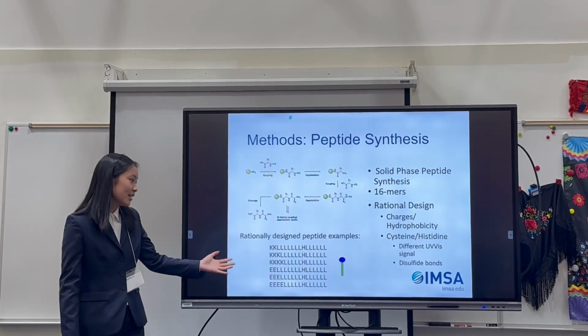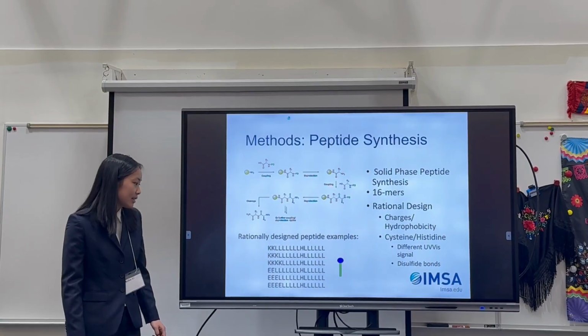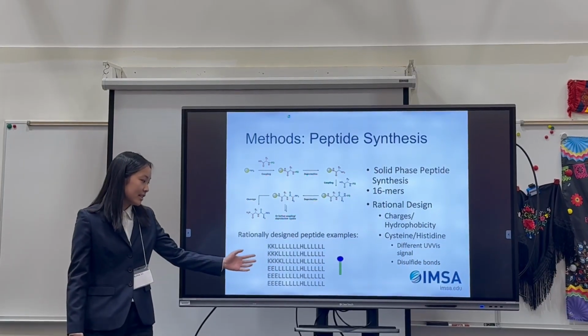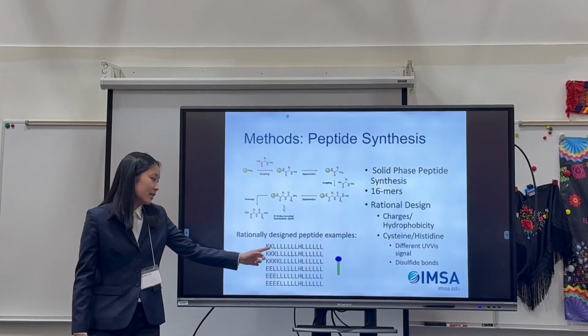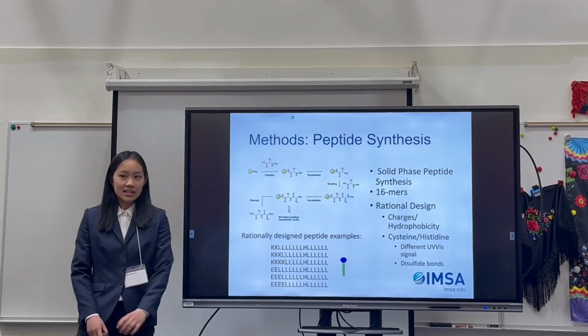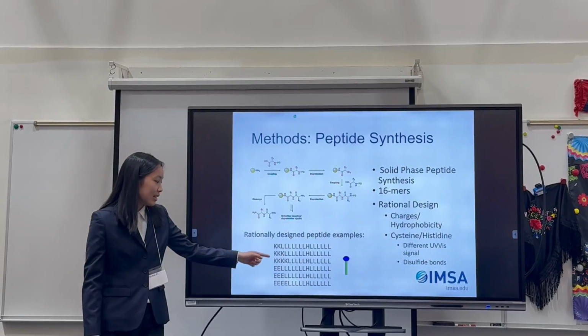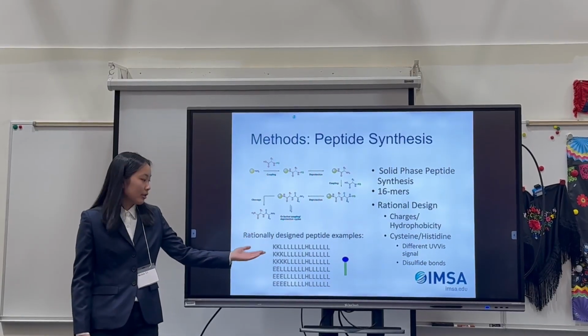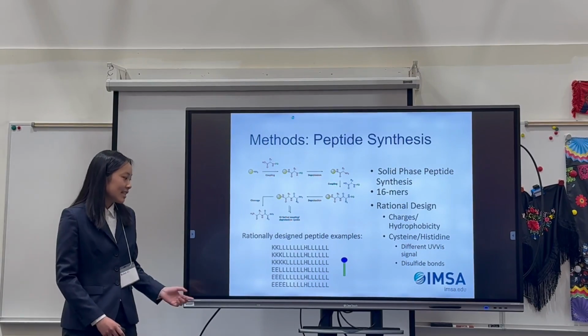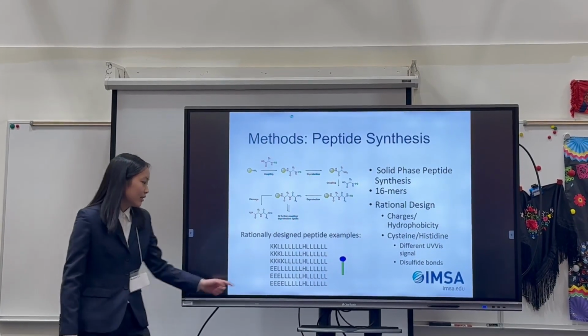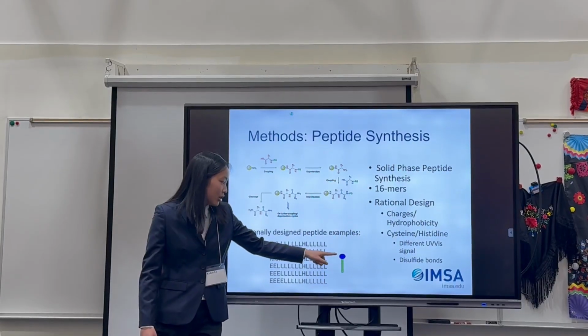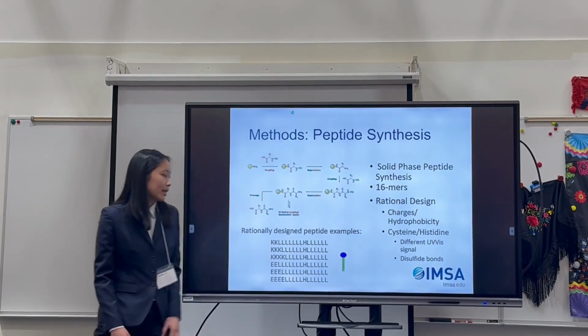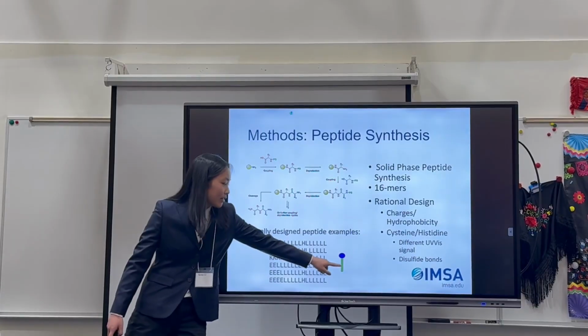Here are some examples of the peptides that we designed. So in the first three, you can see the K is lysine, the L's are leucine, and the H is a histidine. So we're essentially increasing the amount of lysine at the beginning of our peptide, and lysine is actually positively charged. So what we're doing is creating a charged head and then a hydrophobic tail, and then histidine in the middle there.